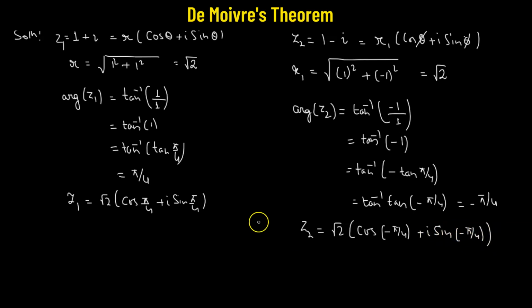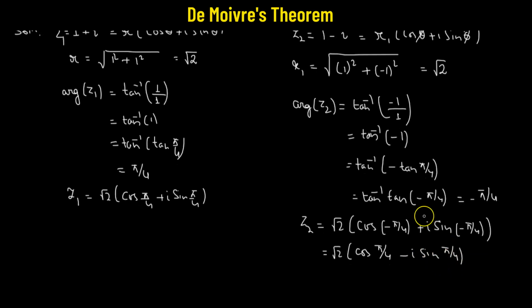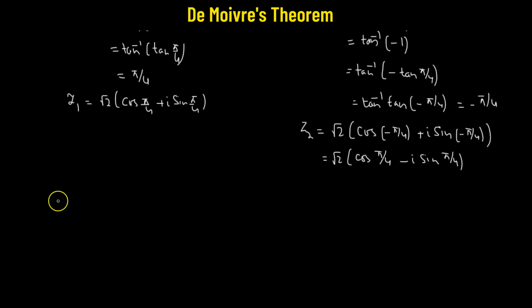Fine. So we have obtained the value. We can also further simplify this, where we have square root of 2 multiplied by cos of pi over 4. That's because cosine is an even function, so cos of negative pi over 4 is simply positive cos of pi over 4. However, sin of negative pi over 4 will be negative iota times sin of pi over 4. The reason behind this is that sine is an odd function. Now we will raise our complex number z1 to the power of n.